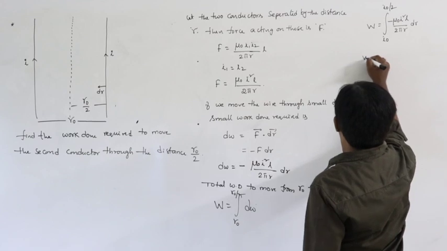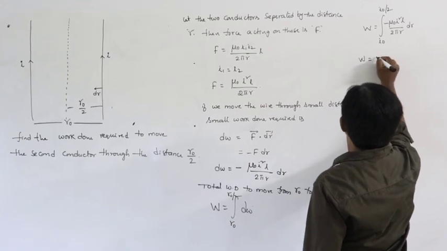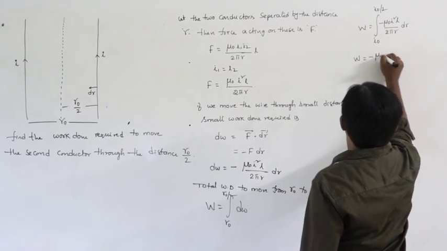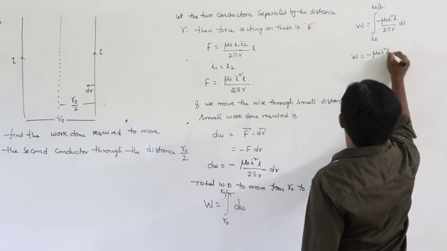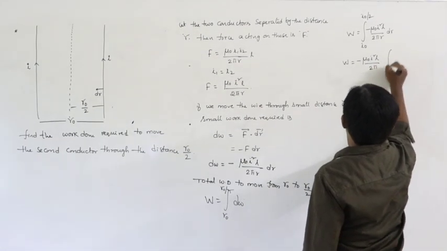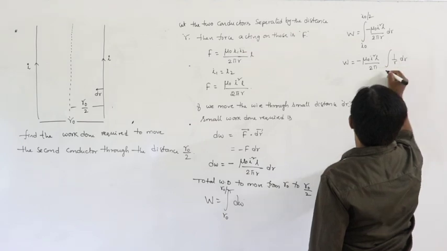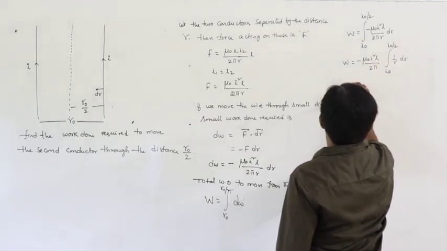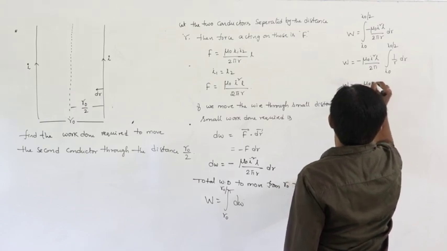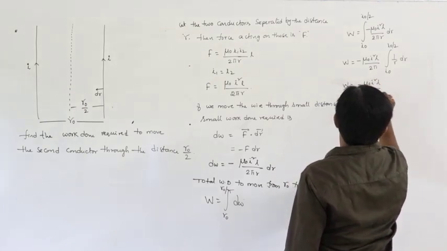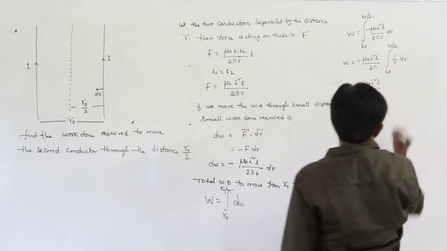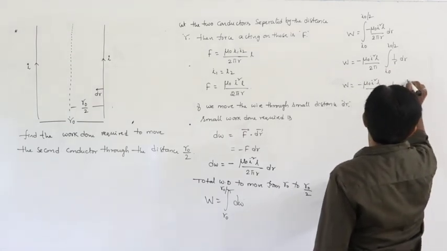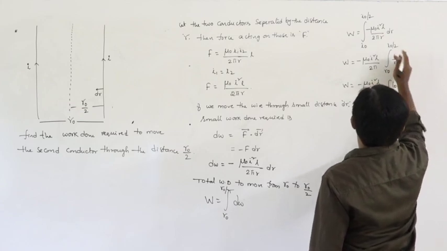Therefore work done is equal to minus mu naught I square L by 2 pi times the integral of 1 by r dr, from r0 to r0 by 2. So W is equal to minus mu naught I square L by 2 pi times the integral of 1 by r dr, which is log r, between the limits r0 to r0 by 2.